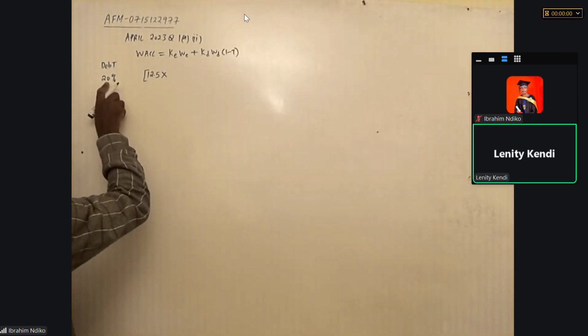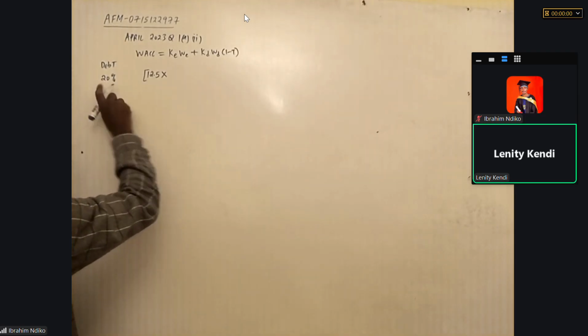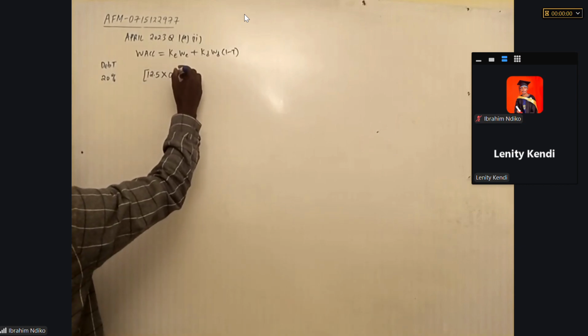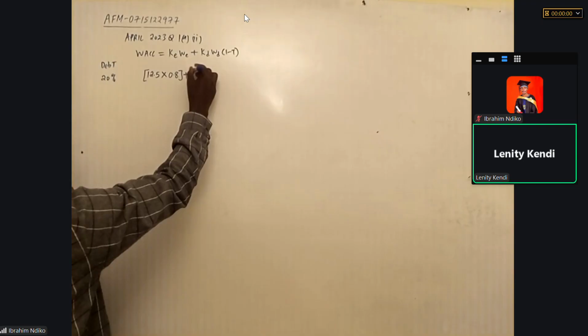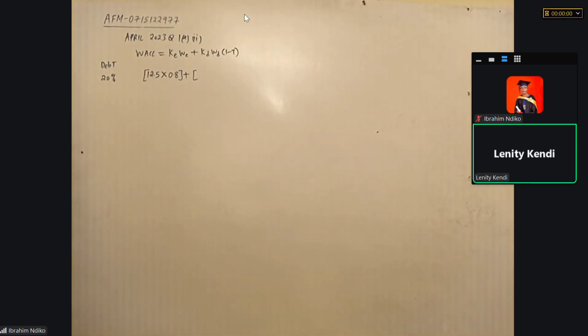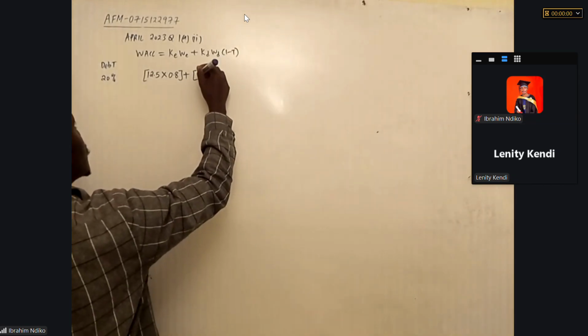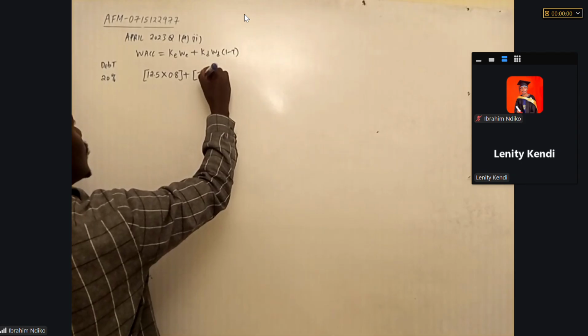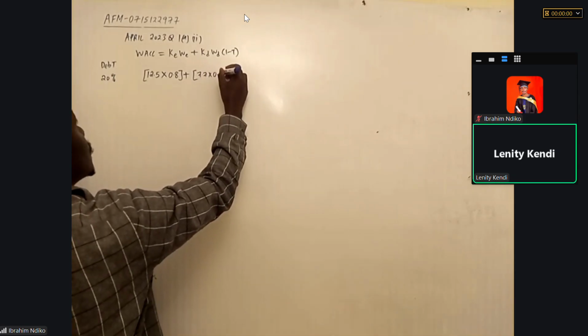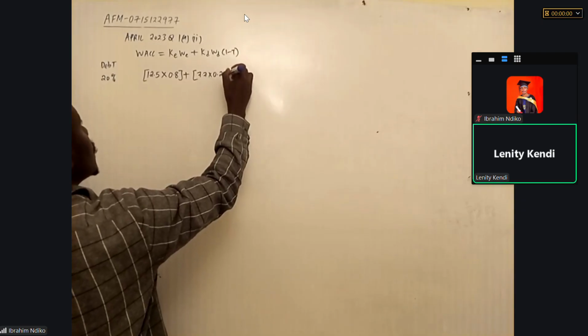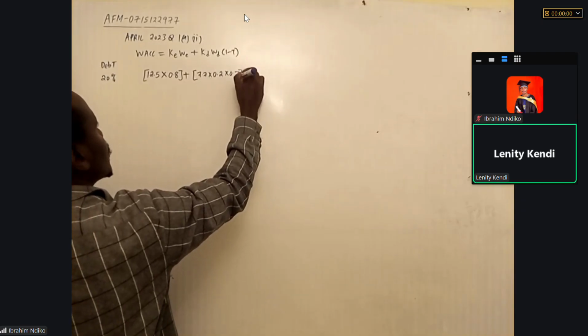So debt ni 0.2 sivyo? Kwa hiyo inakuwa 0.8 sivyo? Yes. What about equity? What about debt? Is it after or before? Imeandikwa tu cost of debt. So hiyo ni before. Ngapi? 7.7 times 0.2. 0.7. You repeat the same to the others.